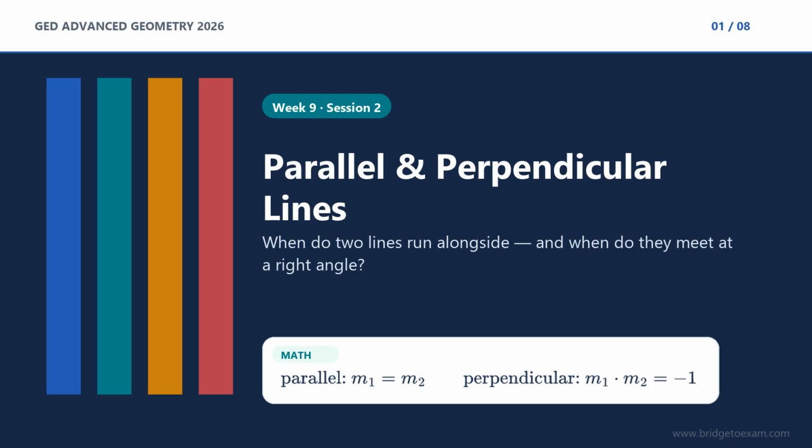Today we use slope to compare two lines. Two lines can be parallel, running alongside each other forever, or perpendicular, crossing at a perfect right angle. Amazingly, we can tell which just by looking at their slopes. Let's learn the two simple rules.